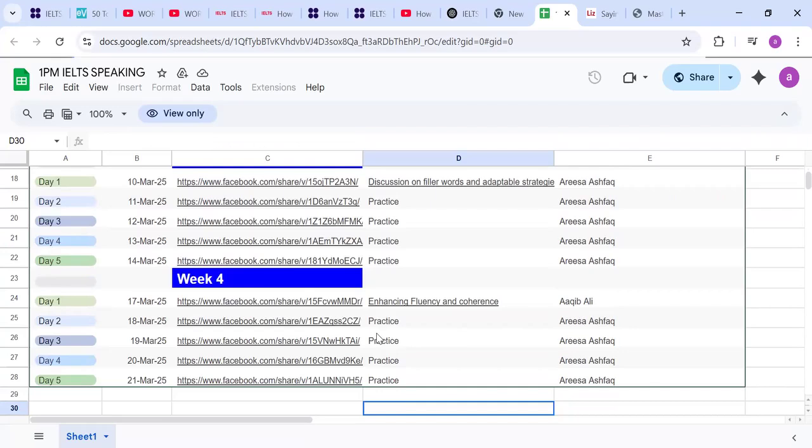Would anybody like to add some strategies to improve our pronunciation on the topic? You are free to add them. If you have any suggestion for this session, you can give it to me.